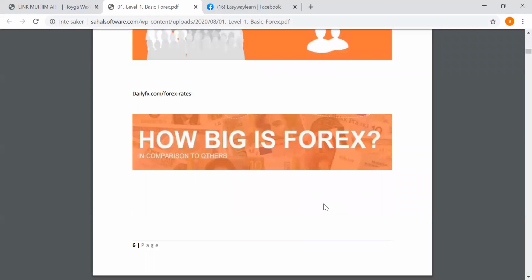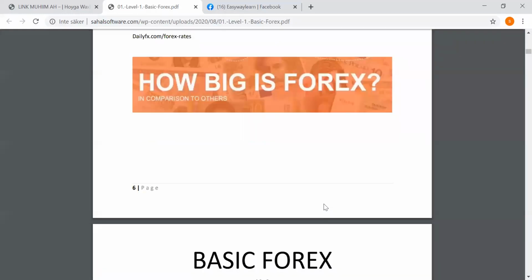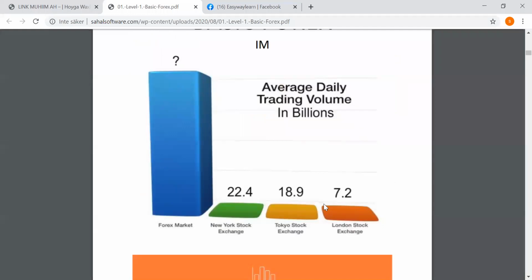So how big is Forex in comparison to others? The average daily trading volume in billions.